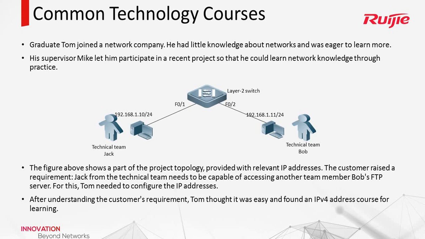In this topology, we can find that we have two colleagues, Jack and Bob. They both come from the technical team, and now Mike hoped Tom would help them so that Jack can use the FTP function to access Bob's server, and then Jack can download files from Bob. Okay, so first, Tom thinks we should configure the IP address at the beginning.